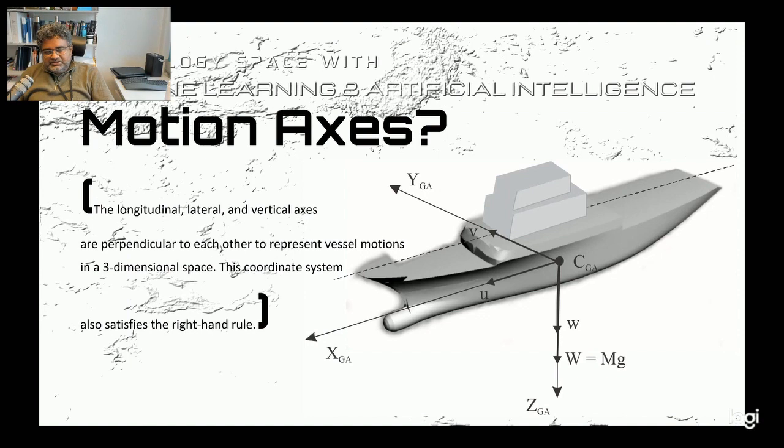So far in this discussion, we have mentioned three axes in this study. Those are the longitudinal axis, lateral axis, and the vertical axis. You should also note that these axes are perpendicular to each other to represent vessel motions in a three-dimensional space. These three axes can also be considered as a coordinate system which satisfies the right-hand rule. I will discuss these coordinate systems and the right-hand rule in separate discussions on vector spaces in a future video.